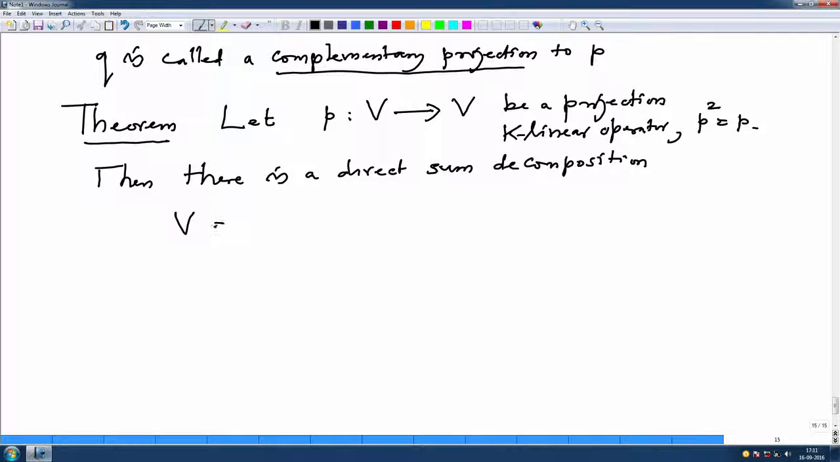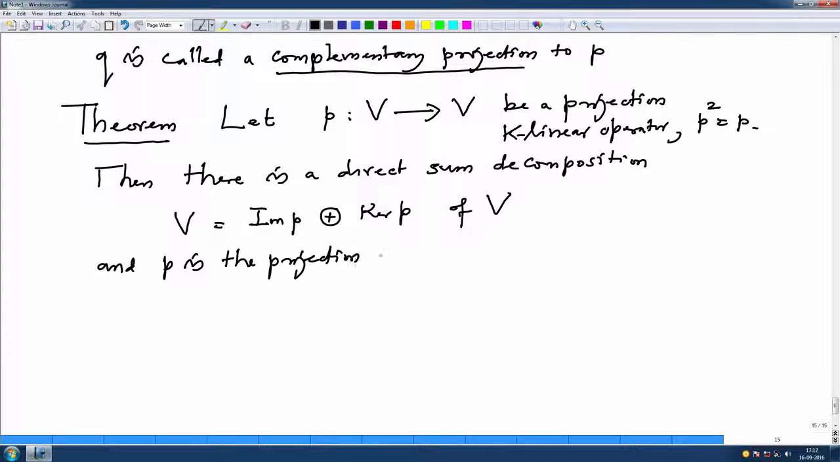V equals image P direct sum kernel P of V, and P is the projection of V onto image P along kernel P. So, what do we have to prove?